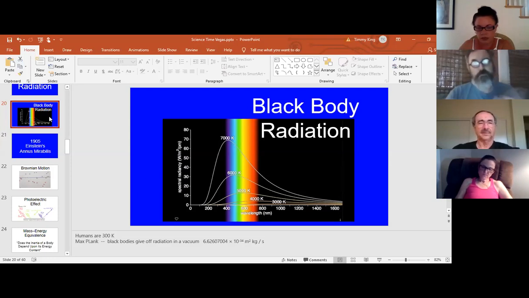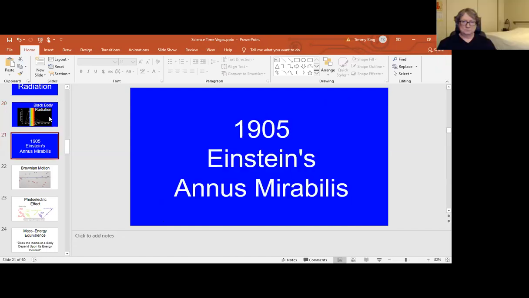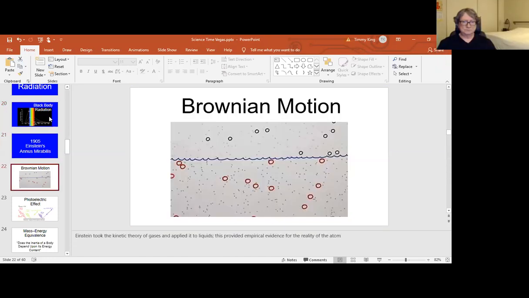So with that in mind, let's jump ahead to the first of the 4 papers we're going to discuss. And this one we're going to spend very little time on. Einstein wrote one of the first papers in 1905 that had to do with Brownian motion in liquid. What he basically did is he took the kinetic theory of gases and applied it to liquids. The reason that was so strange is because the atom had not yet been invented at the time.